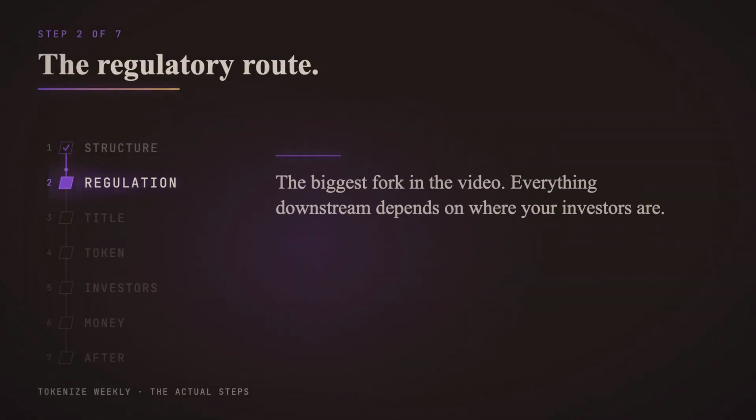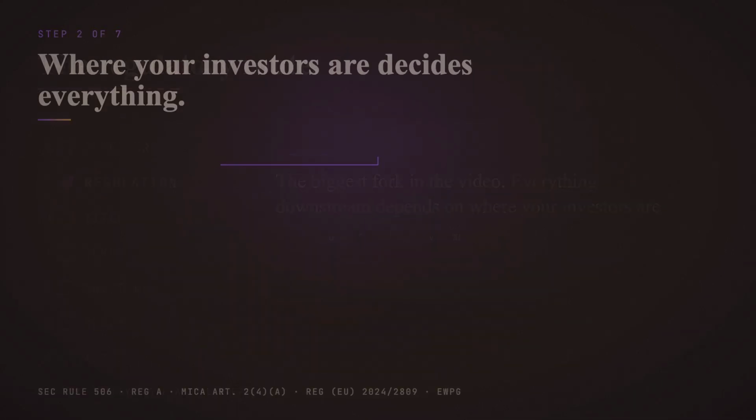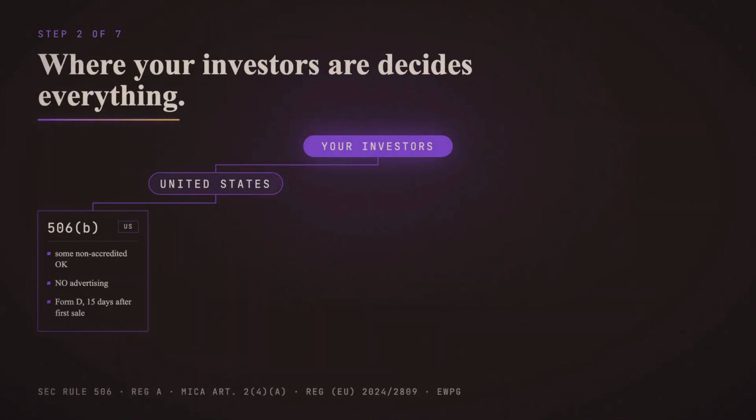This is the biggest fork in the video, and nothing in it is universal. In the United States, the default is a private placement under Regulation D, and it splits in 2. Rule 506B lets you include a limited number of non-accredited investors, but you may not advertise. Rule 506C lets you advertise to the world, but every single purchaser must be accredited, and you must take reasonable steps to verify that. You cannot have both.